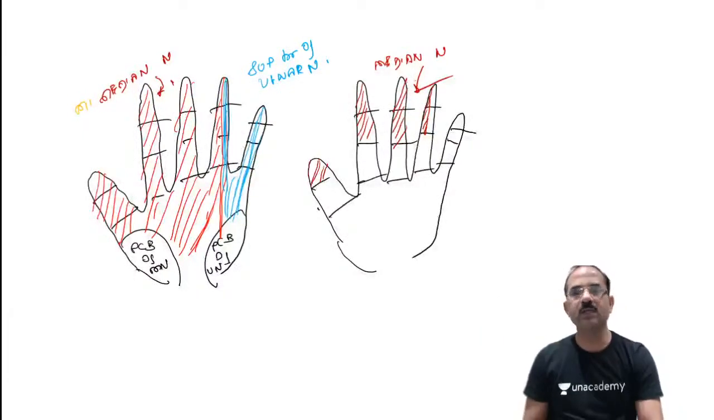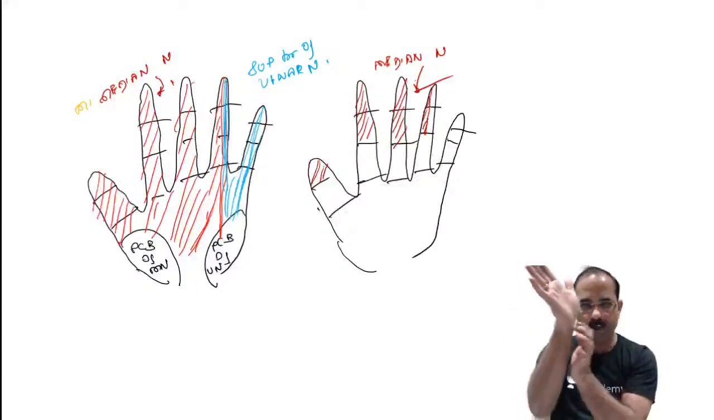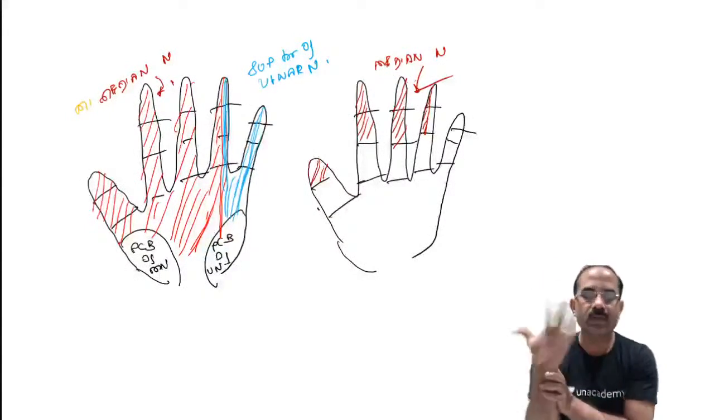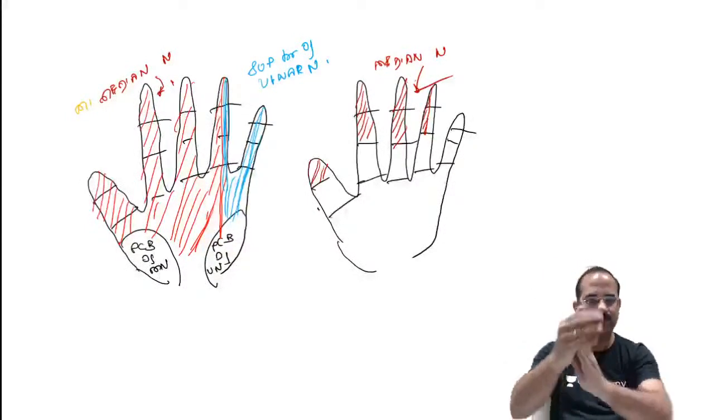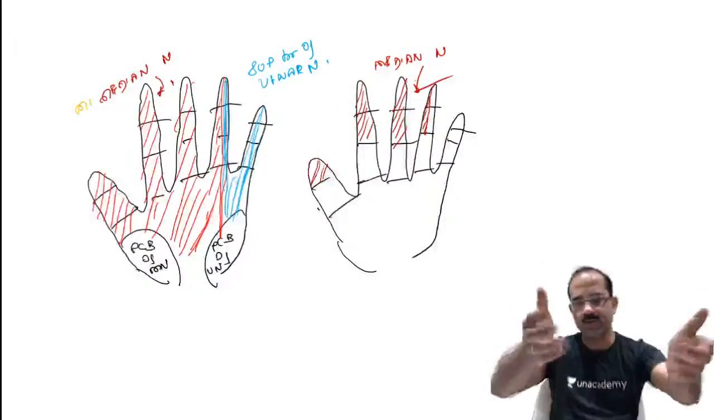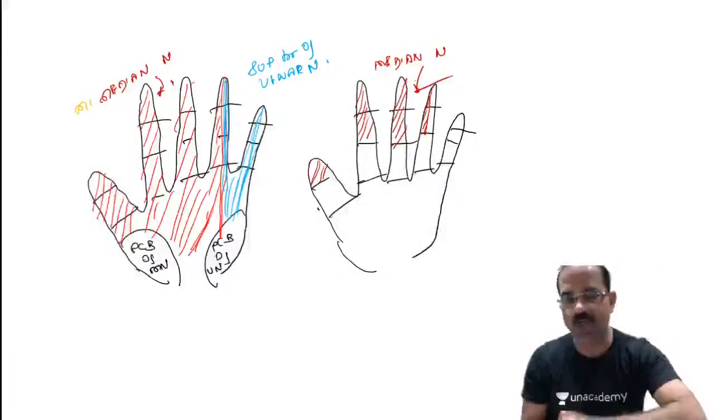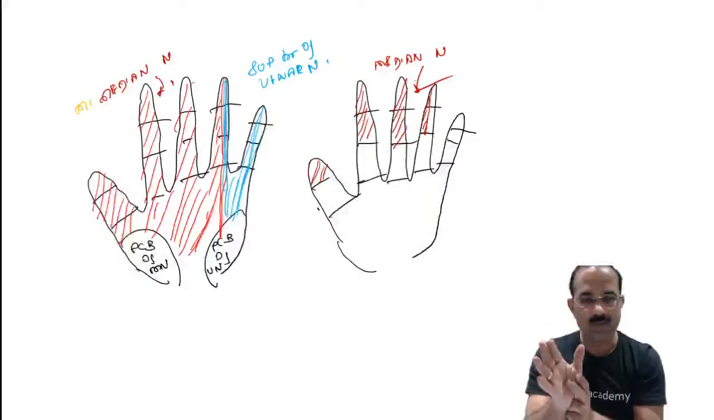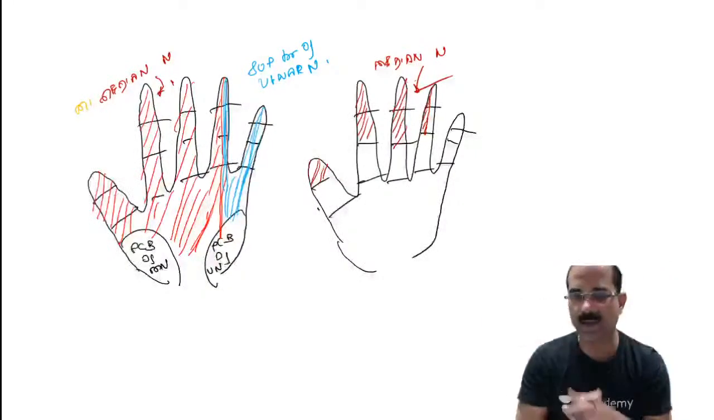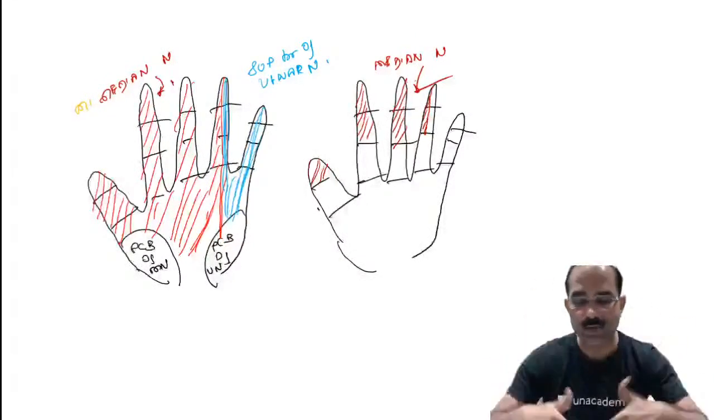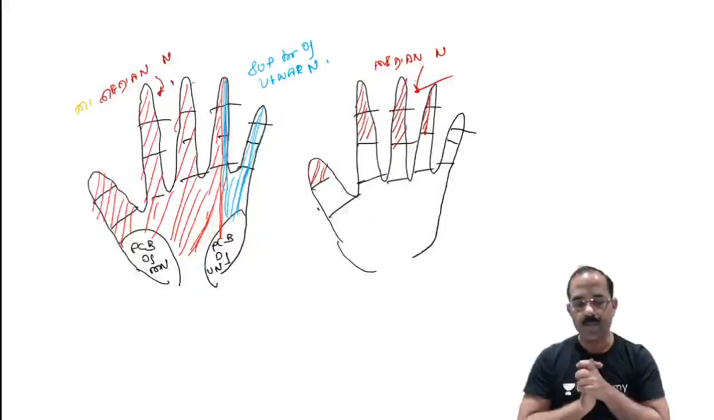So, students, if the median nerve is compressed in the carpal tunnel, carpal tunnel में अगर compression होता है, how many muscles are going to be paralyzed? 5 muscles which are supplied by the median nerve. I've just told you that. Abductor pollicis brevis, flexor pollicis brevis का superficial head, opponens pollicis, and 2 lumbricals, first and second lumbrical.